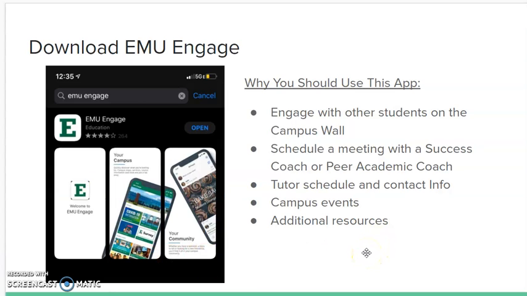The last app we want to talk about is the EMU Engage app. We will be using this app almost daily, if not daily, while you're on campus. EMU Engage allows you to connect with other students on the campus wall. There are a number of different communication portals there. You can post something for buy or sell. You can look for roommates. You can look for rideshare or various community or student organization events.